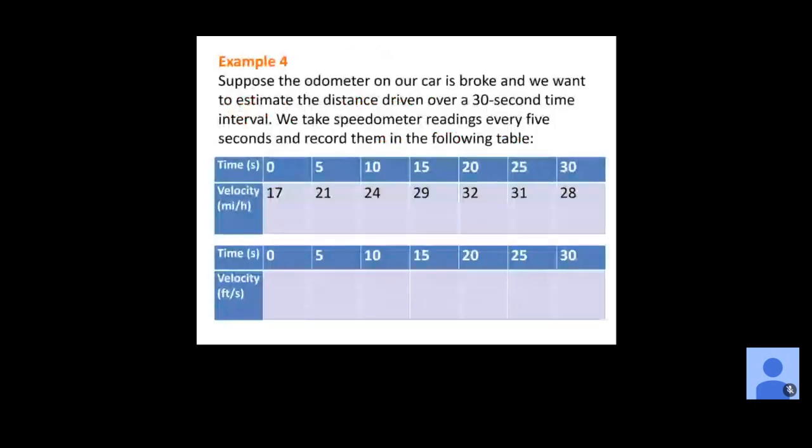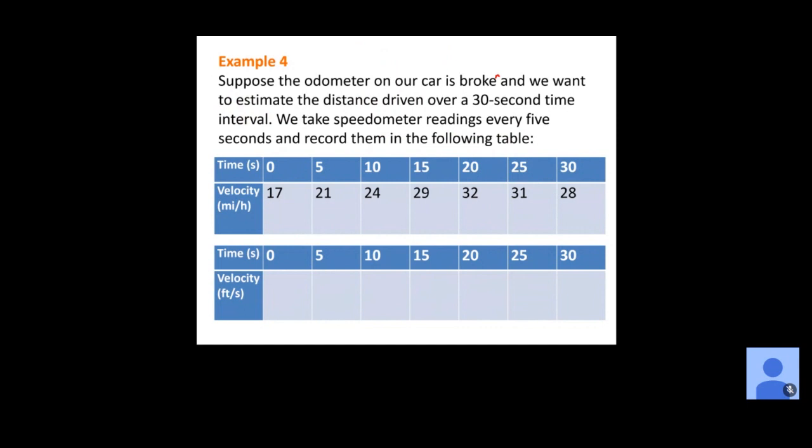All right. Example 4. So this is our last example in this section, and then we'll try to get into 4.2 today. So suppose the odometer on your car is broken, and we want to estimate the distance driven over a 30-second time interval. We take the speedometer readings every 5 seconds and record them in the following table.